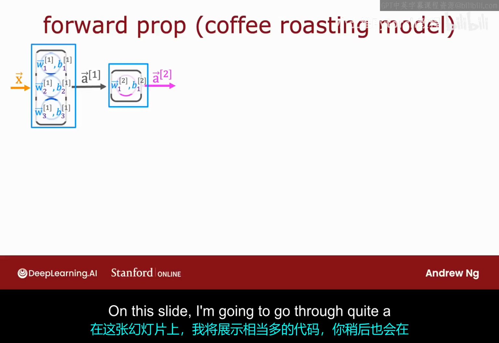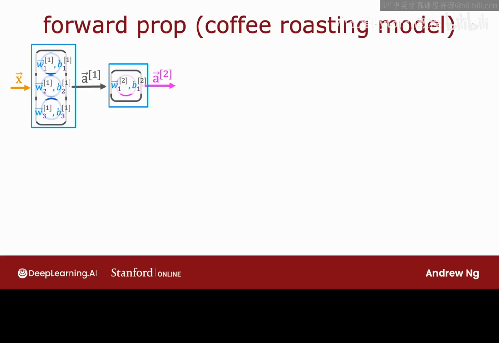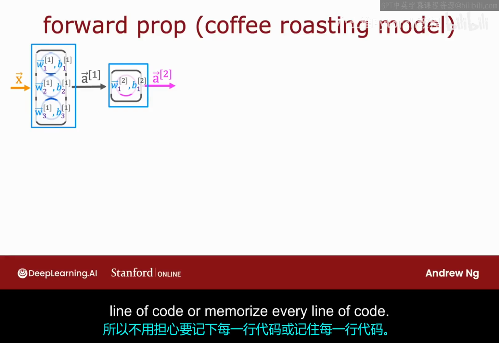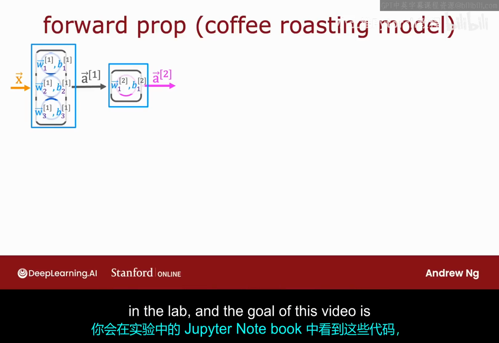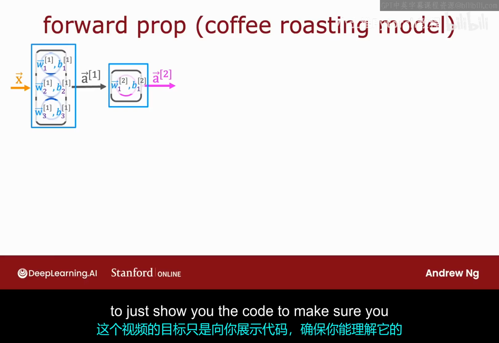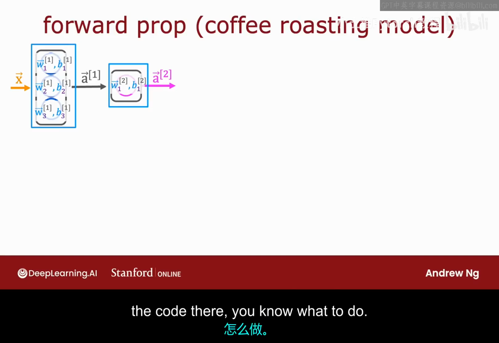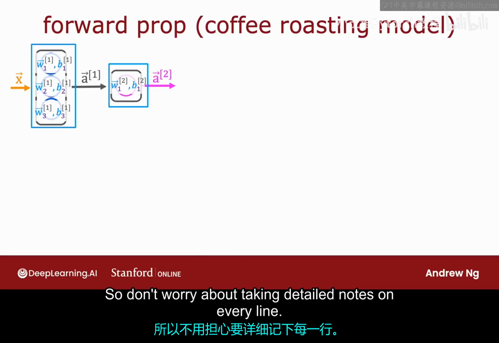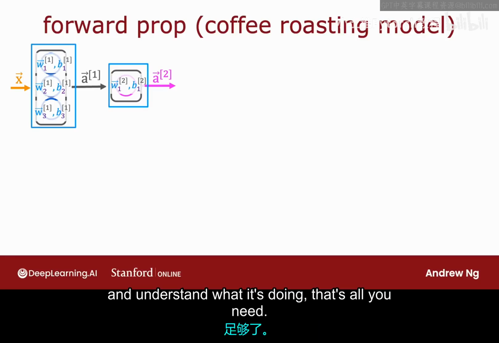On this slide, I'm going to go through quite a bit of code, and you'll see all this code again later in the optional lab as well as in the practice lab. So don't worry about having to take notes on every line of code or memorize every line of code. You see this code written down in the Jupyter Notebook in the lab. And the goal of this video is to just show you the code to make sure you can understand what it's doing so that when you go to the optional lab and the practice lab and see the code there, you know what to do. So don't worry about taking detailed notes on every line. If you can read through the code on this slide and understand what it's doing, that's all you need.